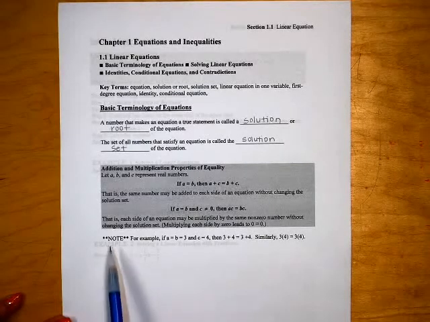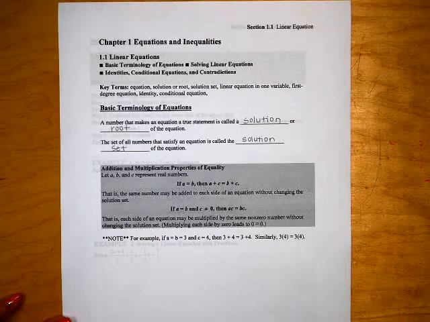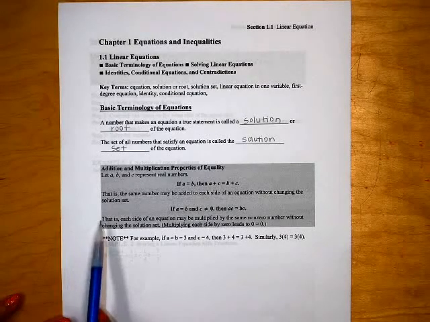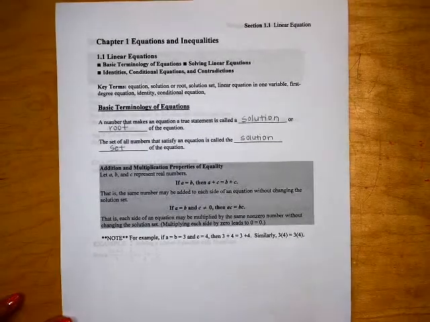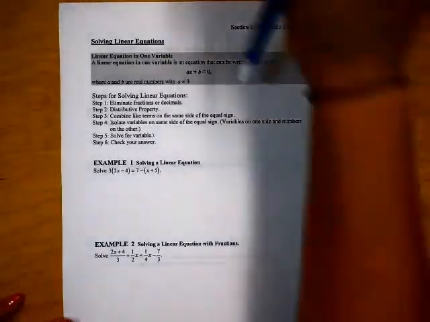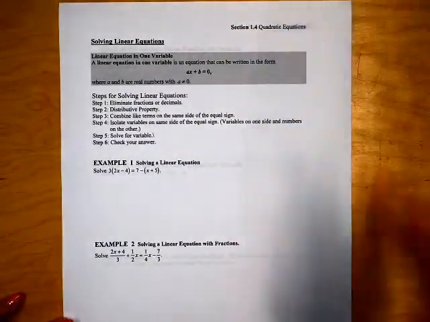You will also see a note at the bottom of your page that says, for example, if A equals 3 and B equals 4, then 3 plus 4 equals 3 plus 4. Similarly, you see that for multiplication as well. And that's just giving you some real numbers to go along with this property that you have here in your gray box. Alright, so if we flip over to the next page, we're going to start our first example.